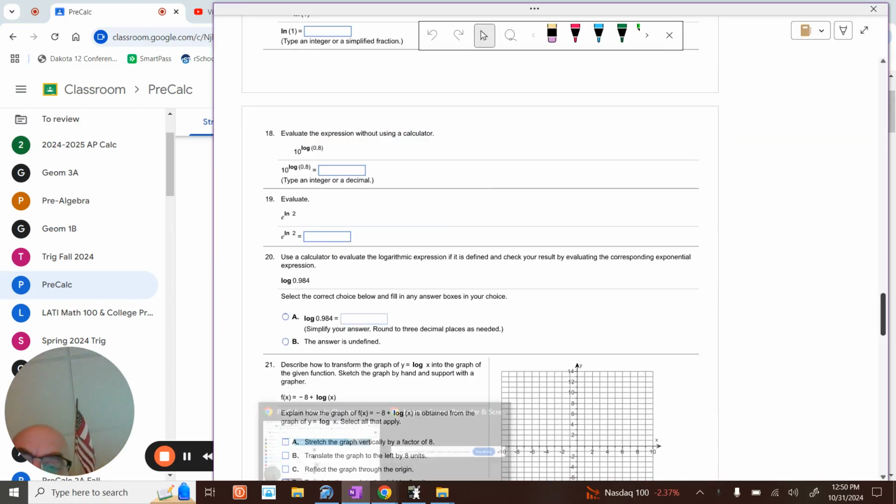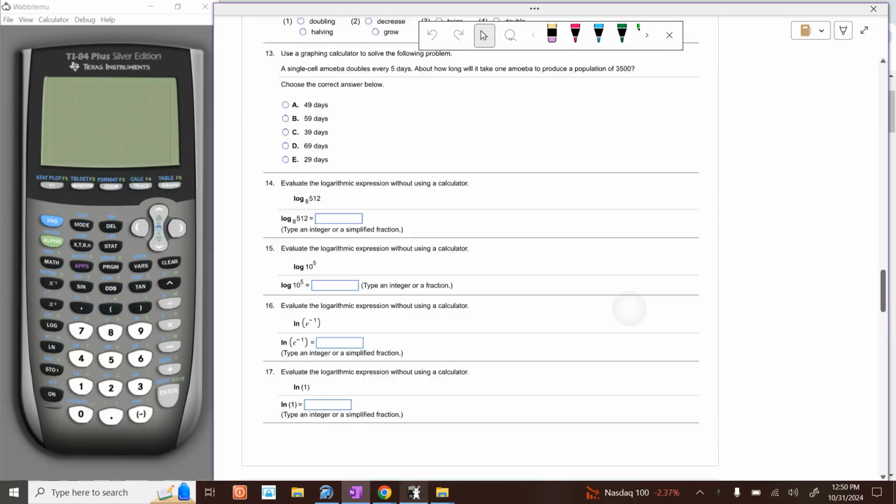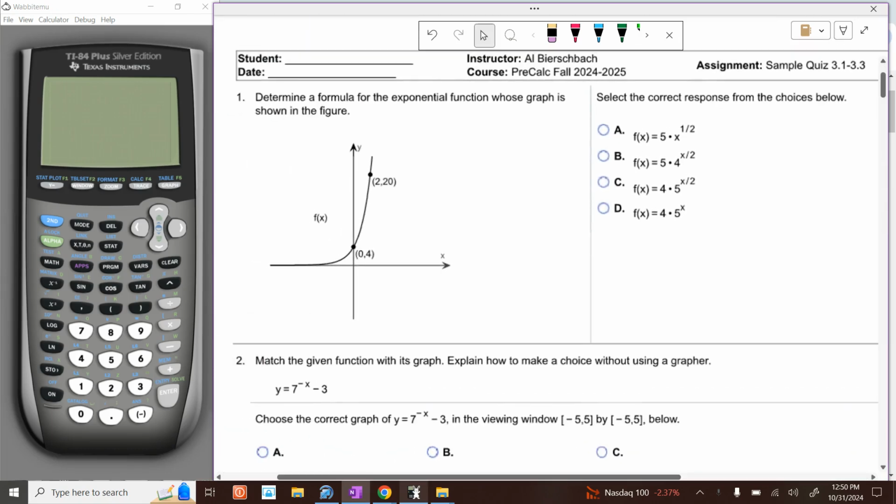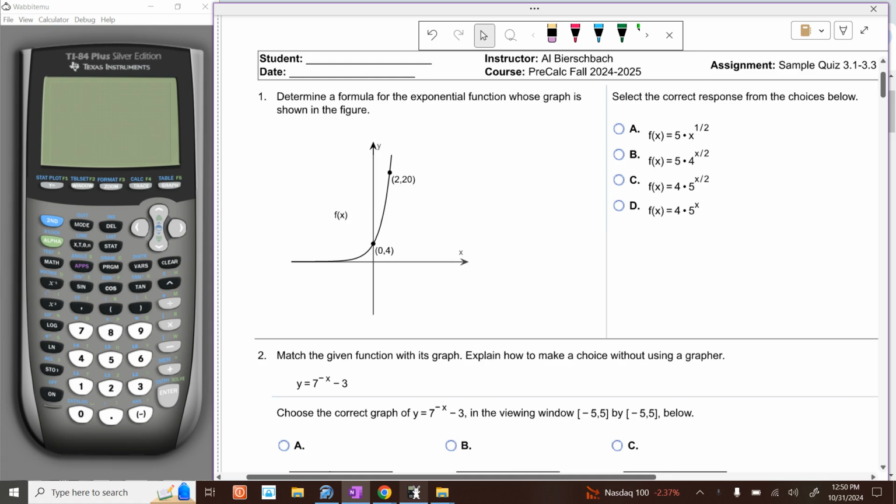All right, so let's look at this review quick, and then we'll get started with it. All right, this one. Which of these four answers makes sense?